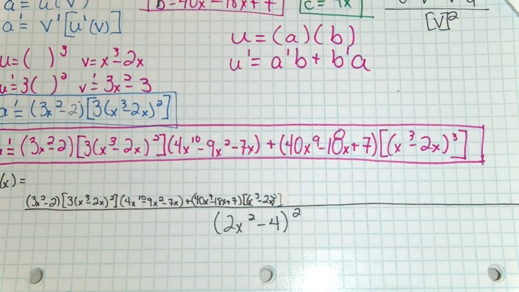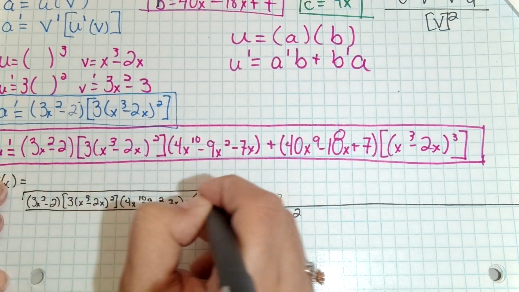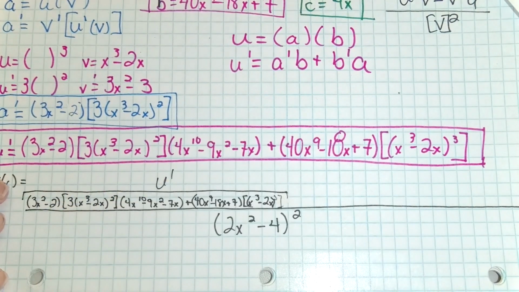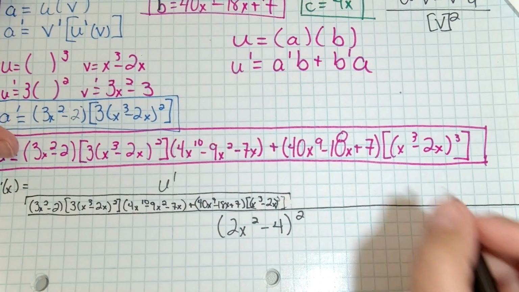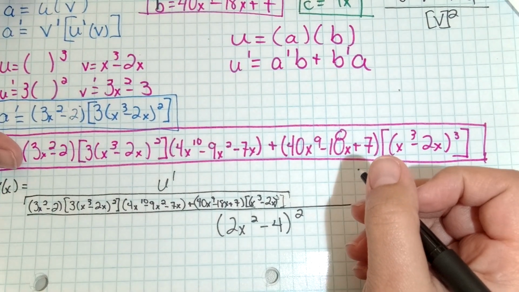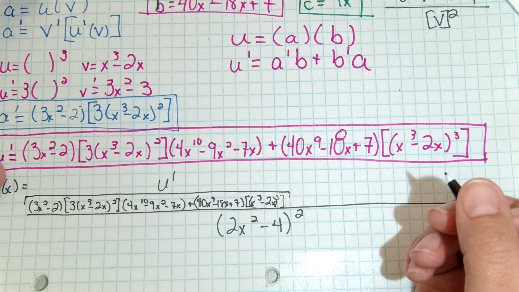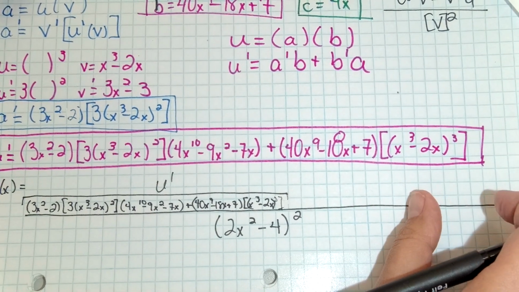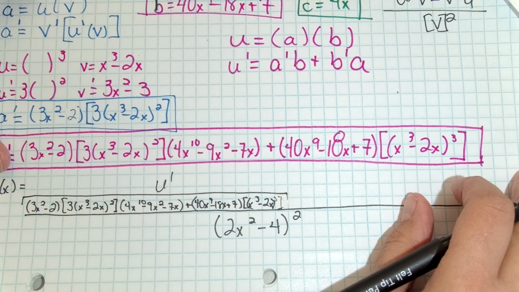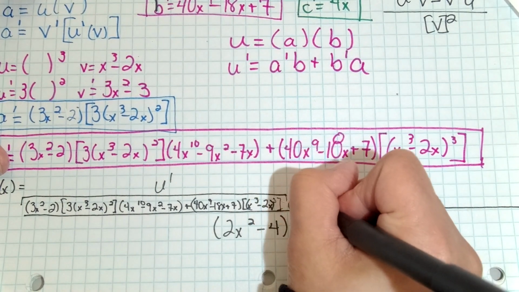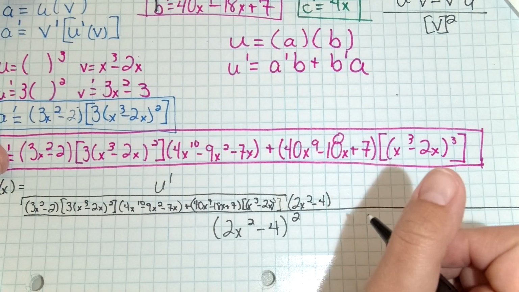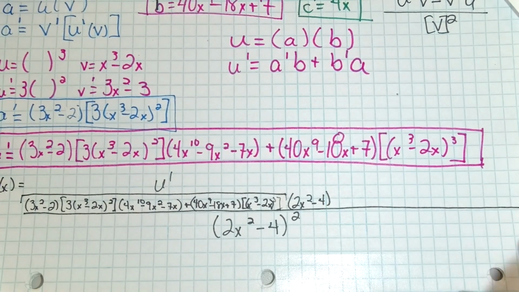Okay? Alright. So let me label all this. All of this is u prime. So what goes next? V. What is V though? Not 4x. That's good. 2x squared minus 4. That is V because that's your denominator.